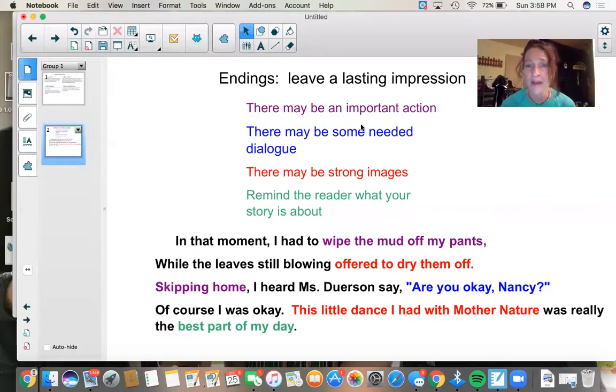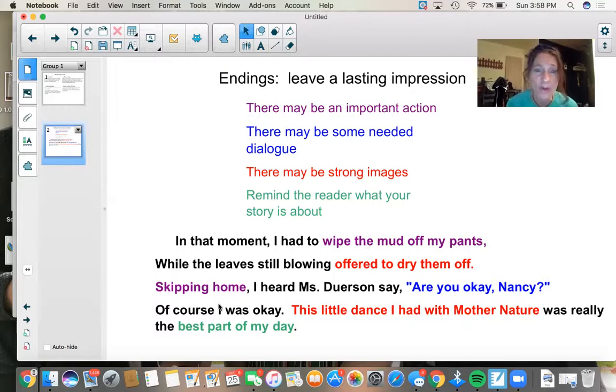So my ending might have some important action. It might have a little bit of dialogue. There might be some strong images, like what you can really picture, maybe even a comparison image that's not even real, but it's sort of a metaphoric image. And maybe it might still remind the reader what the story was about. I chose to do all 4 of those things in my story, and it's not even long.